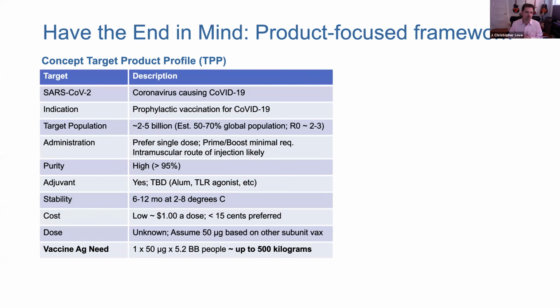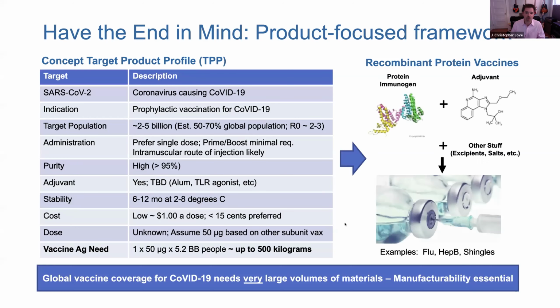And so what I've shown here is the type of target product profile that we would develop with the Gates Foundation or some of their partners to really think through the details of what goes into it. But the bottom line is ultimately, for a vaccine of this volume, we're going to need a lot of material. In this case, I've estimated about 500 kilograms. And that's something that we're going to have to really think through as we go forward into the development of the subunit vaccine.